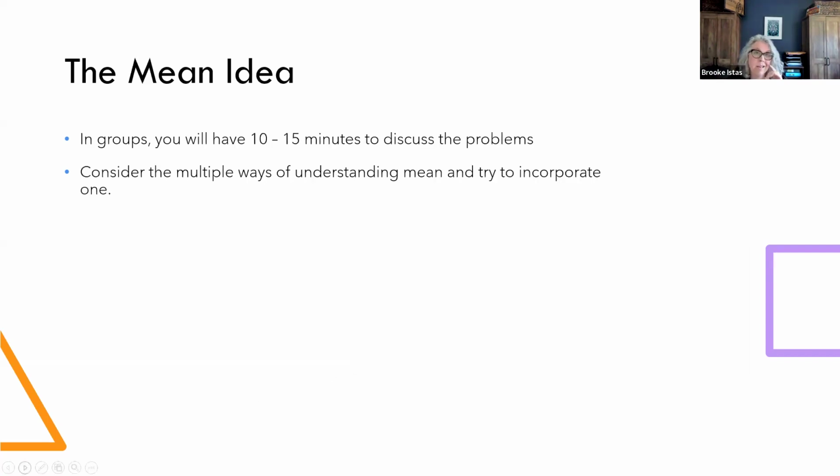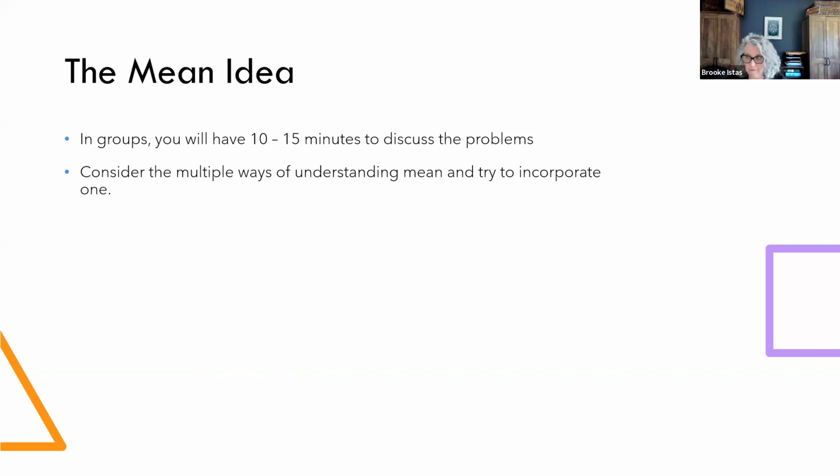In the remaining time, we have 10 to 15 minutes. So let's do probably 15 minutes because we're going to be out of time pretty soon. I have another problem to discuss. I want you to consider multiple ways of understanding what mean means, those ones I just showed, and try to incorporate something different than the algorithm. So many times us math teachers, we know the algorithm so well that we're comfortable with that, but our students, they don't know that algorithm.